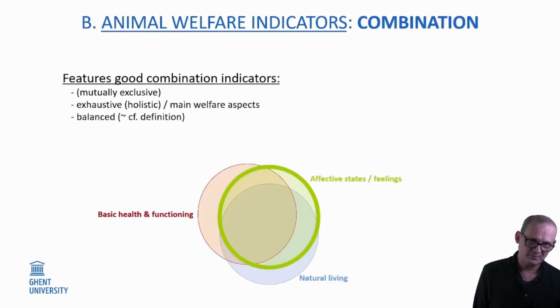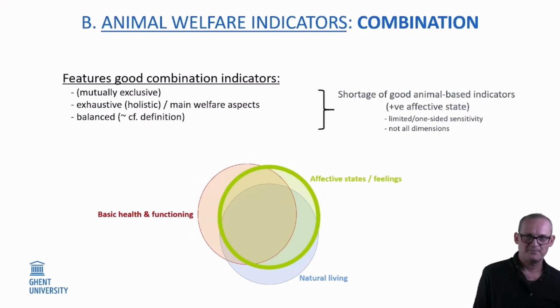These types of decisions, about which indicators I use and how I combine them, have to match with your definition of animal welfare. So it would be very strange for me to say animal welfare has to do with the feelings of the animals and then only use indicators of the physical health of the animal. That wouldn't match with my definition of welfare.